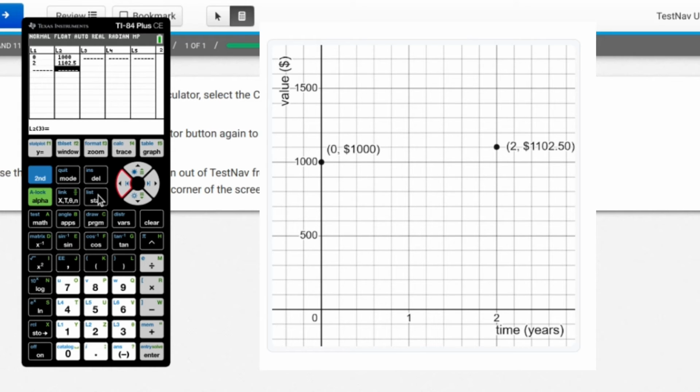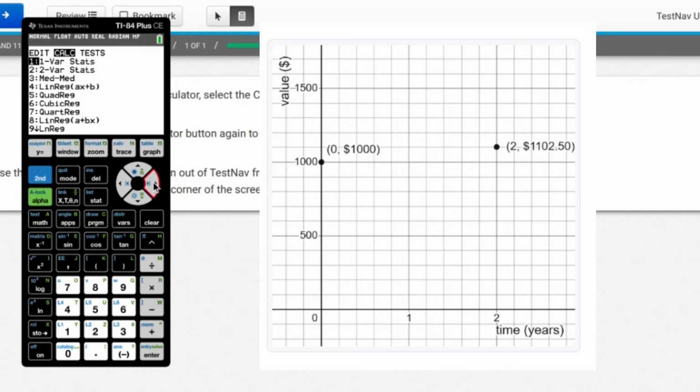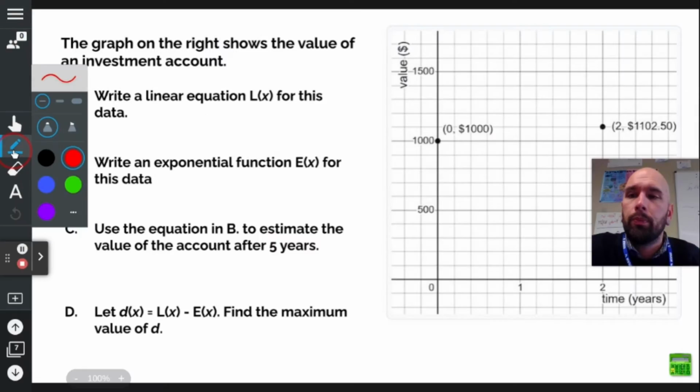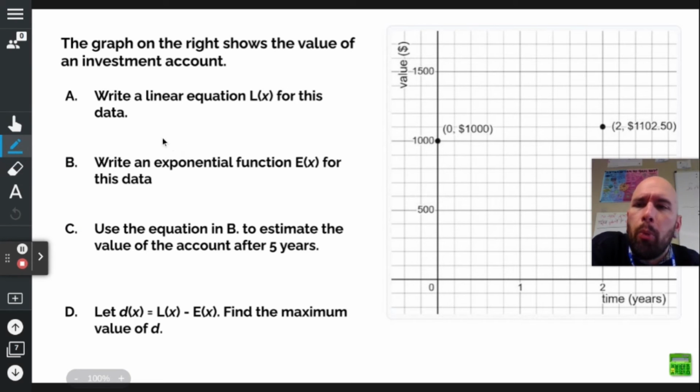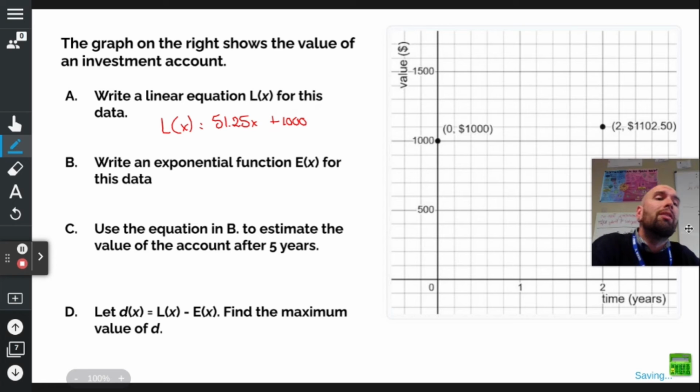I have to find a linear equation, so I'm going to go to stat, I'm going to go to calc, and I'm going to do lin reg, which is the fourth option there. So I don't need to store this. I'm looking ahead. It looks like I don't need to use this equation later on, so I'm just going to go straight to calculate. And there you have it. Y equals 51.25x plus 1,000. Or in this case, L of x equals 51.25x plus 1,000. Probably don't really need a calculator for that, but you know what? I used it, so sue me.